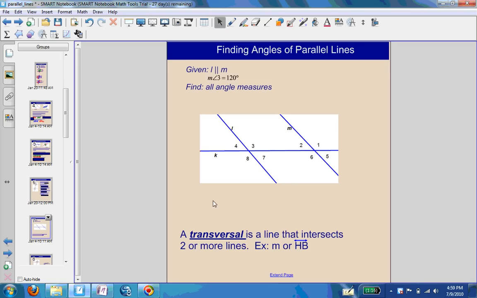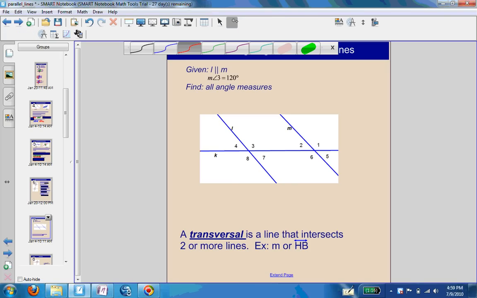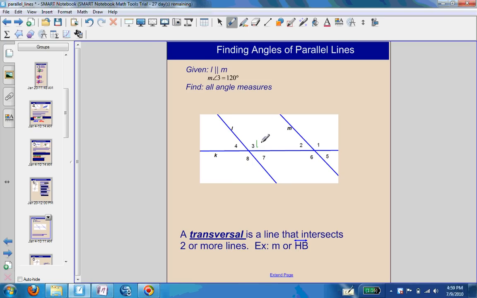So in this example, we know that line L is parallel to line M. We know that the measure of angle 3 is 120 degrees, and we're trying to find the measures of all the angles. Well, I'm going to go through and use vertical angles to start with. So I know that this is 120 right here. All right. The next thing I'm going to do is use supplementary angles.